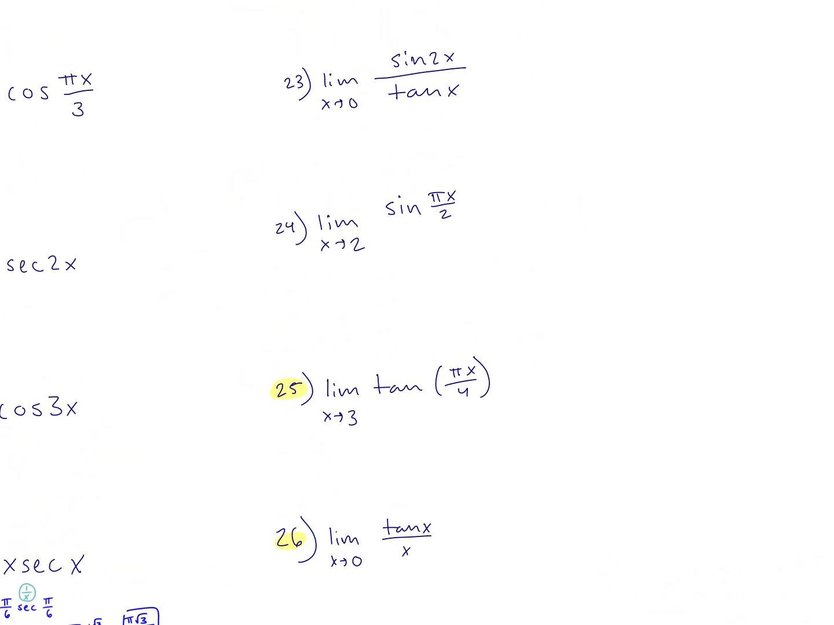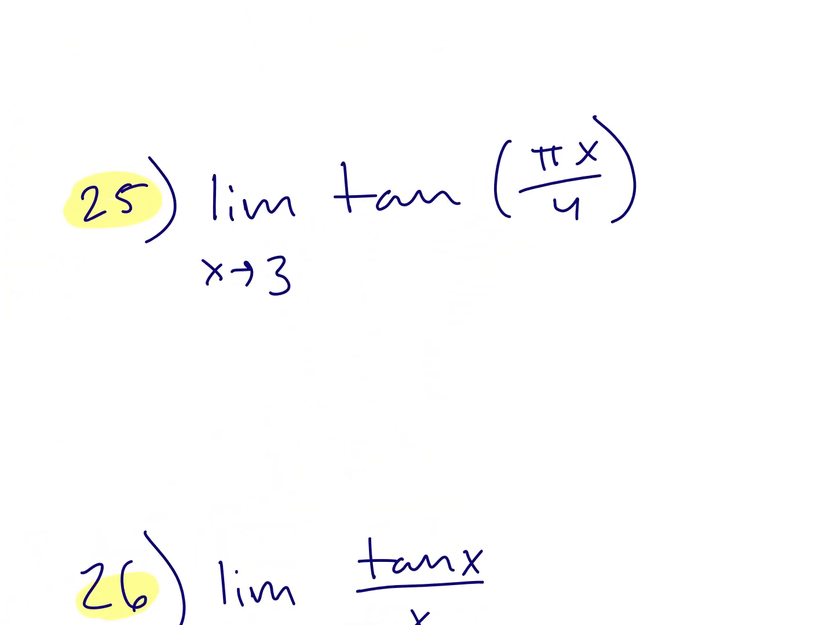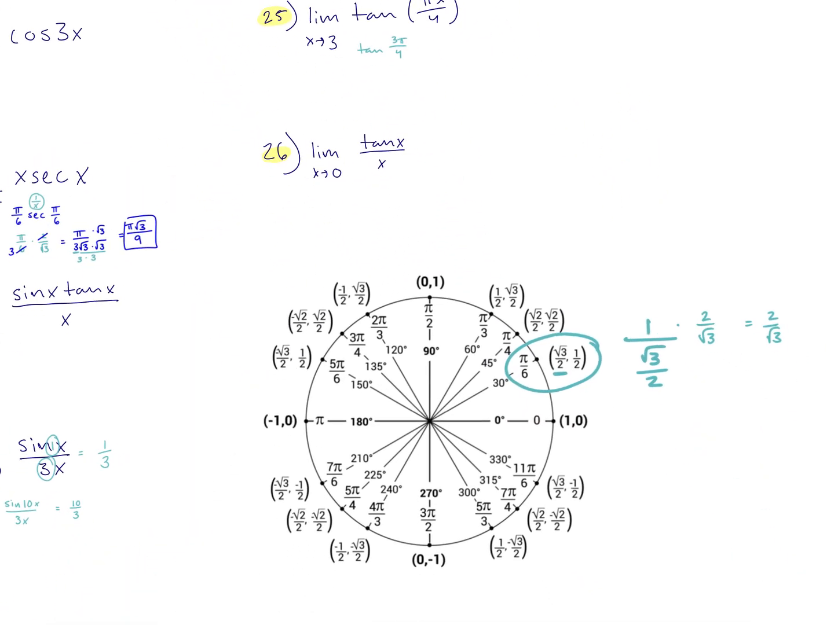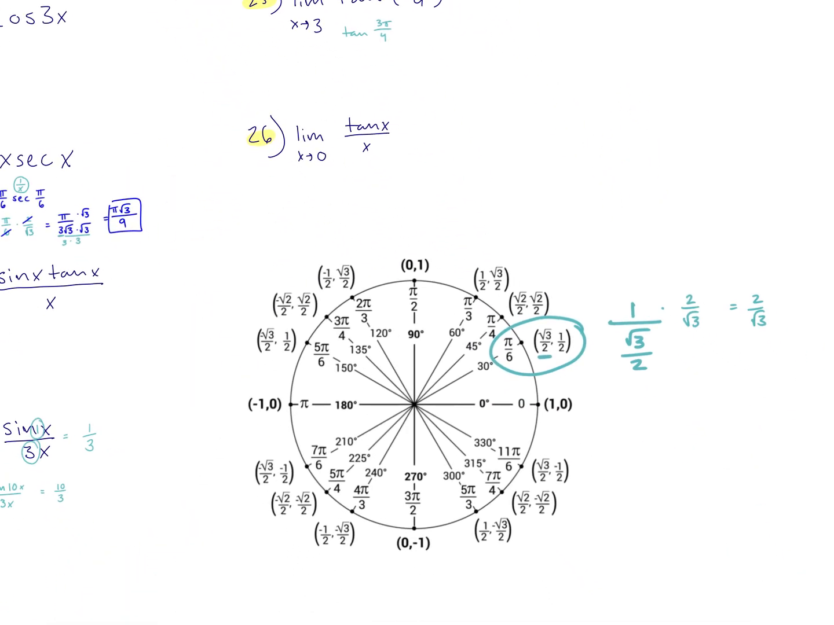All right, 25. What should we try first here? Plugging it in. Let's try that. So we have the tangent of 3 pi over 4. So going to our unit circle, 3 pi over 4 would be here. Tangent tells us we look at what?